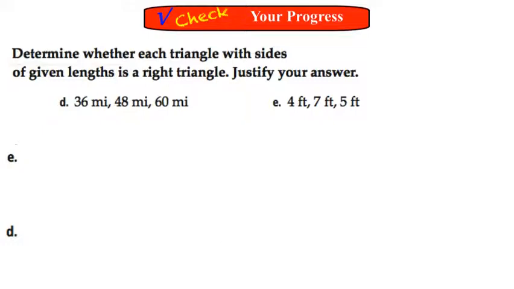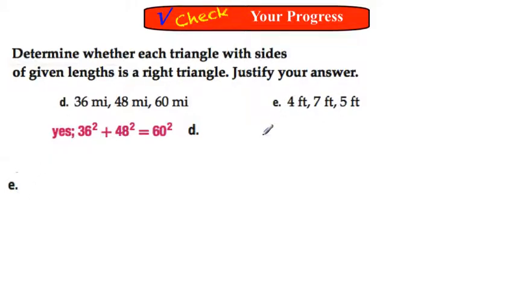All right, I hope you had a chance to try those. Check it out. Letter E. I hope I don't have these reversed. Letter D is, yes it is, 36 squared plus 48 squared is equal to 60 squared. Letter E, there's no answer there. Looks like we're going to have to do this one together.